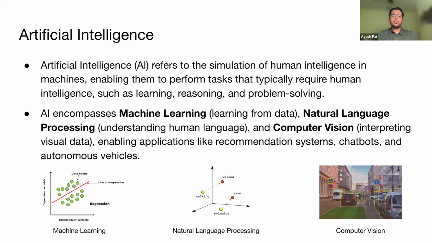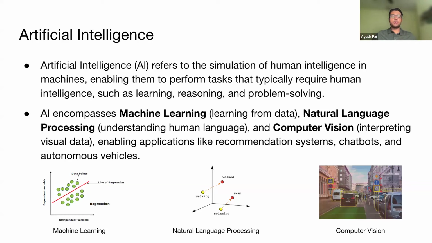AI refers to the simulation of human intelligence in machines, enabling them to perform tasks that typically require human intelligence, such as learning, reasoning, and problem solving. In our day and age, we're going to talk about three of these fields: machine learning, natural language processing, and computer vision. These are three subset fields under artificial intelligence.